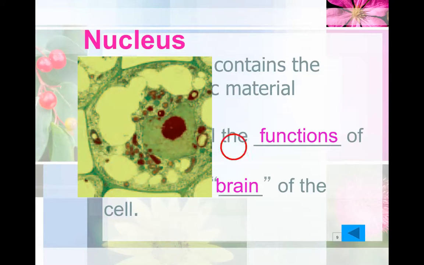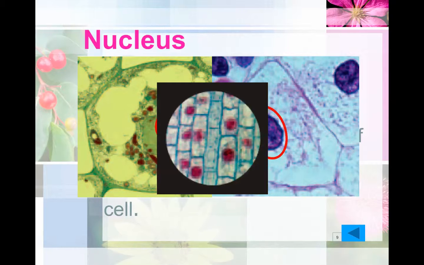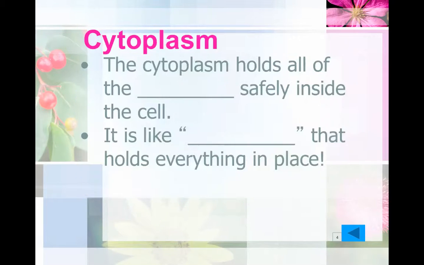And here we have an animal cell with a nucleus and a plant cell. You will be able to see this. The reason they're blue and green or purplish is because they've been stained. They're not really those colors. This is also a plant cell, so you're able to see the nucleus there.